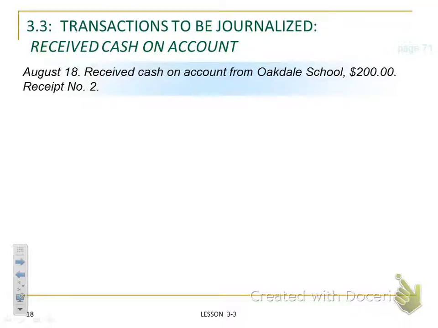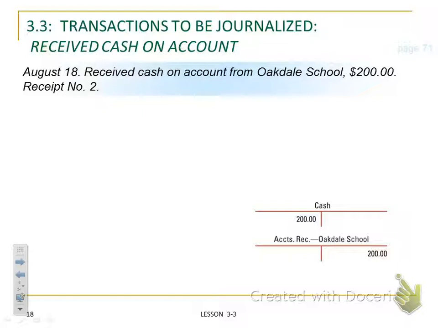The 2 accounts that are affected are cash and accounts receivable Oakdale School. What types of accounts are they? Cash is an asset, and Oakdale School accounts receivable is also an asset. Well, what's happening to those? They're both on the same side of the accounting equation, so we know that one has to be going up and one has to be going down in order for the accounting equation to stay in balance.